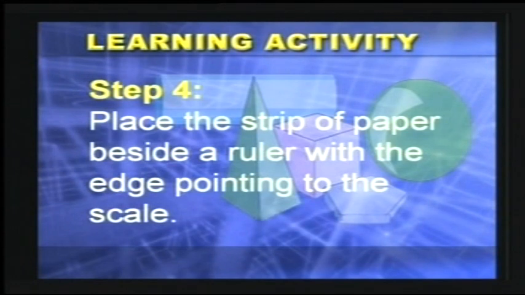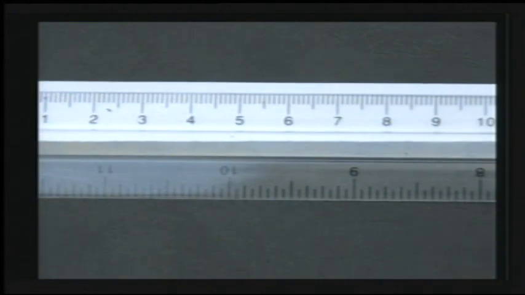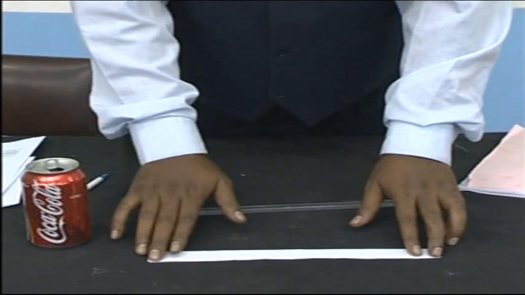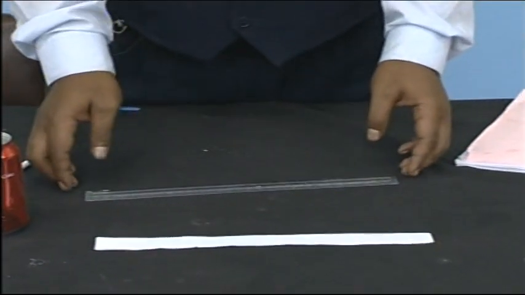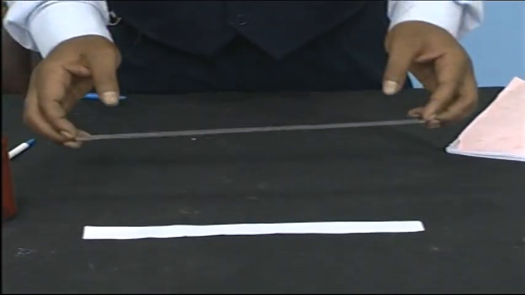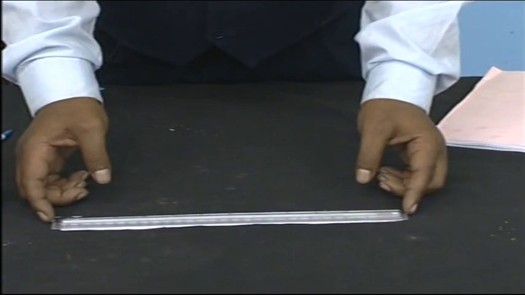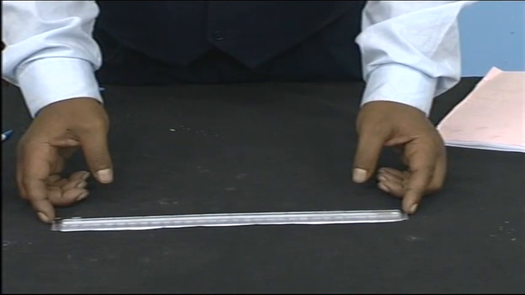Place the strip of paper beside a ruler with the edge pointing to the scale. So you should do something like this. You put the ruler on your desk. The edge of the paper should be on the scale where it says 0, and you place it next to the ruler. So you can get your reading now.